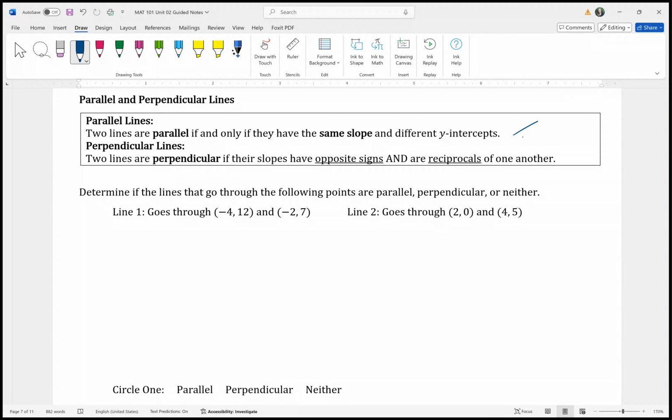So they're going to look kind of like that. May not always be in that direction, but basically they're separated, but they never cross, okay? Most important part of this is that they have the same slope, okay? Perpendicular lines are two lines whose slopes have opposite signs and are reciprocals of one another.